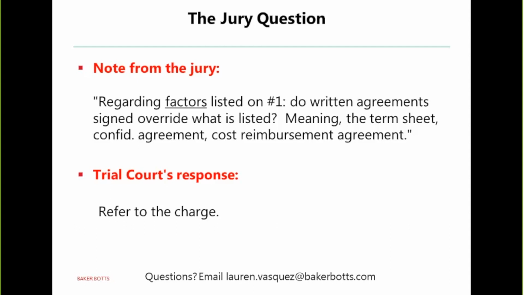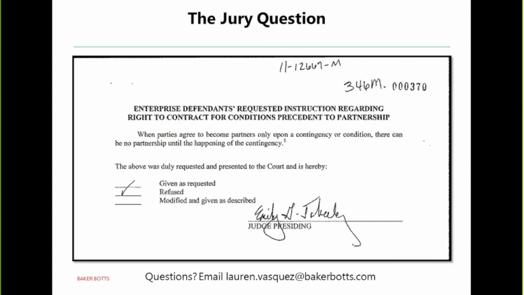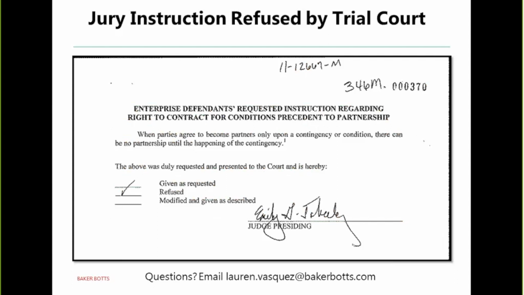And what you see here from the jury in the ETP versus Enterprise case is that they were grappling with that. Enterprise had made an attempt before the jury was charged to have the court address this. And so what we have here is a jury instruction that was offered by Enterprise but rejected by Judge Tobolowsky that would have instructed the jury, quote, when parties agree to become partners only upon a contingency or condition, there can be no partnership until the happening of that contingency.